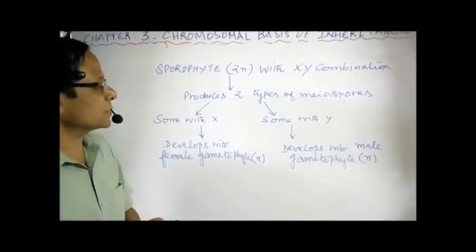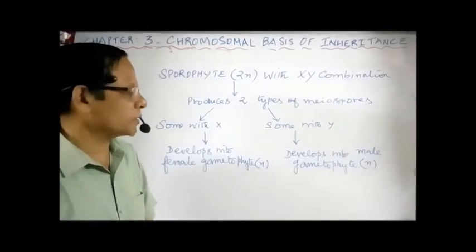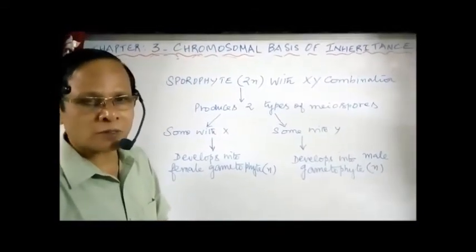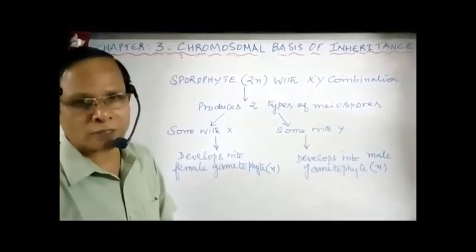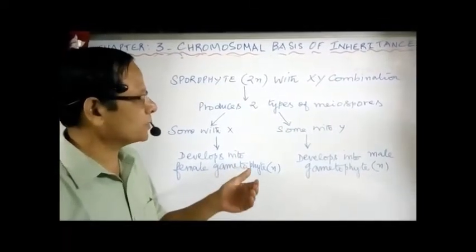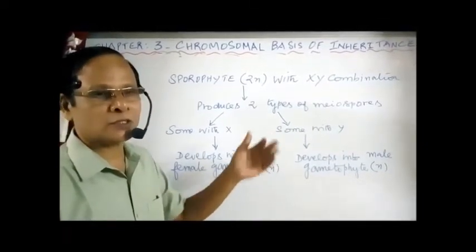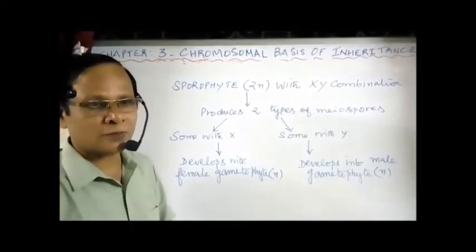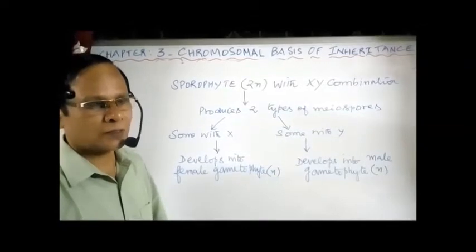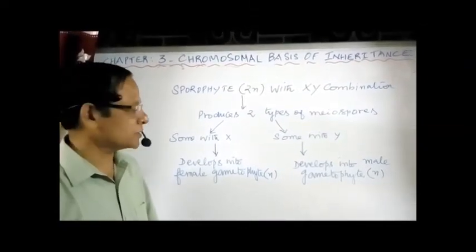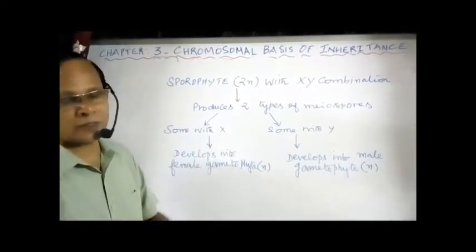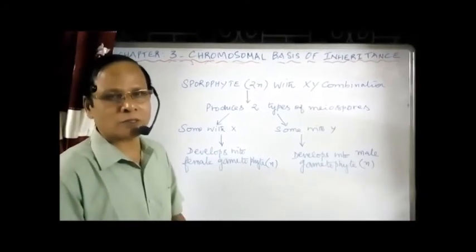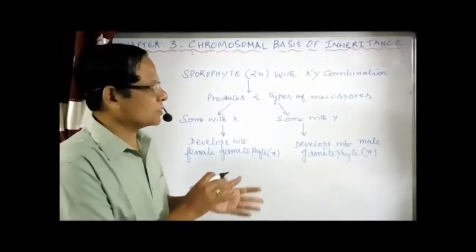So in this way, sex is determined in the liverwort, normally called the water liverwort, Sphaerocarpos donnellii. It is the first plant in which sex determination was described. So with that I conclude sex determination in different plants, as in papaya, maize, and this water liverwort.